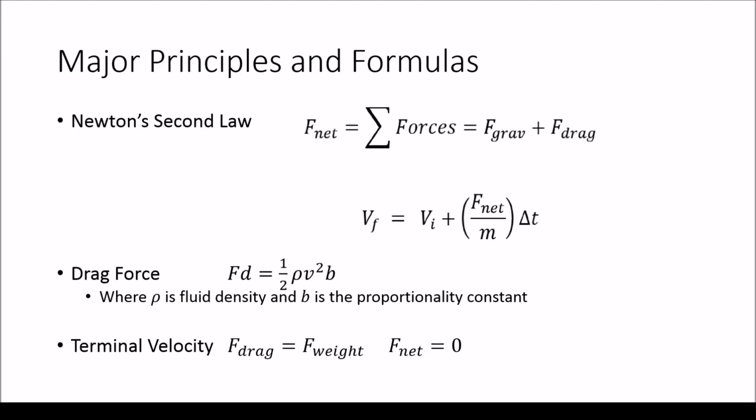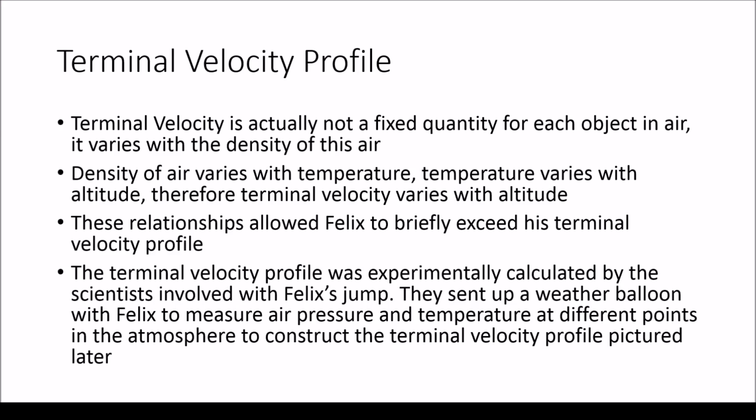Major principles used in this lab include Newton's second law, the formula for drag force, as well as the conditions that cause terminal velocity. Unlike in Lab 2, we include the fluid density, rho, in the drag equation, as the air density varies significantly throughout the atmosphere. This variable air density causes a variable terminal velocity as well, and helps us build Felix's terminal velocity profile.